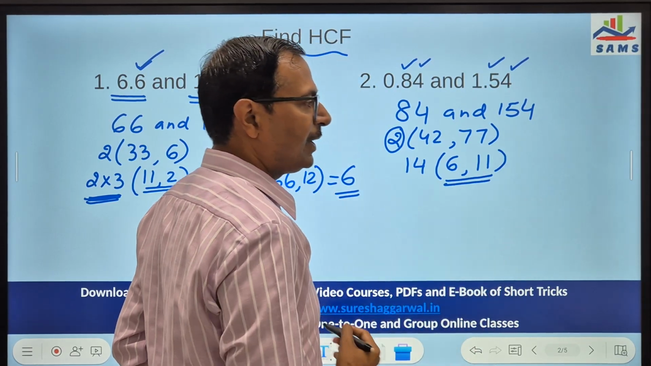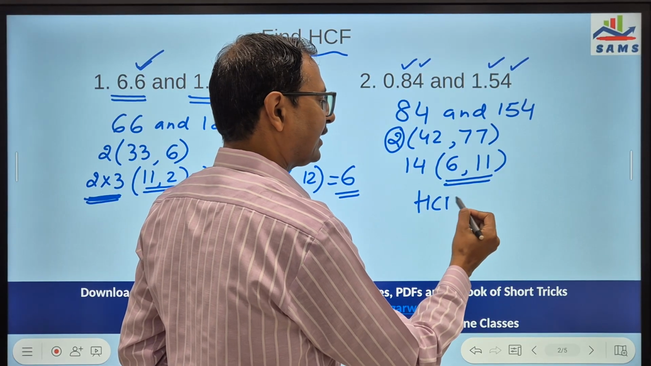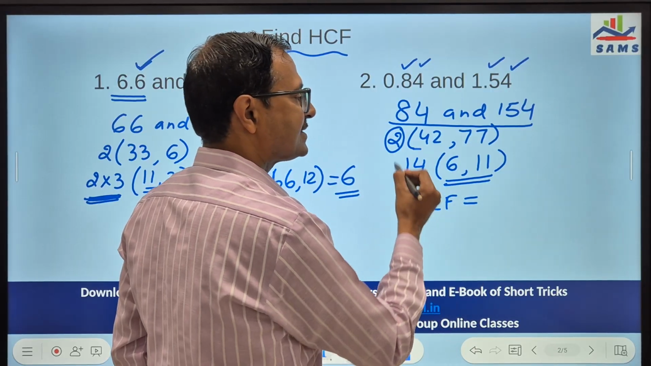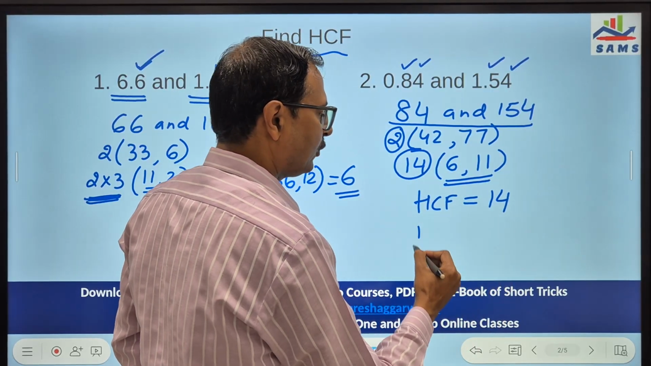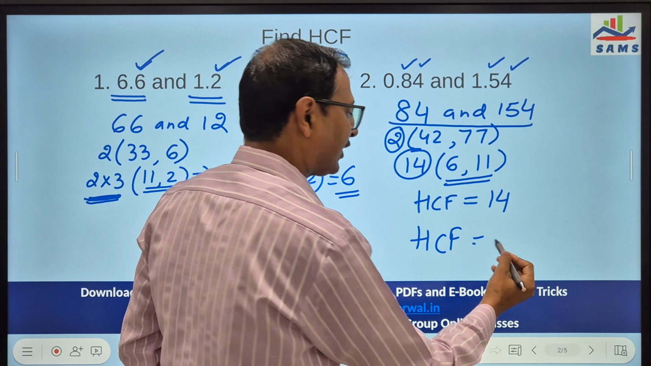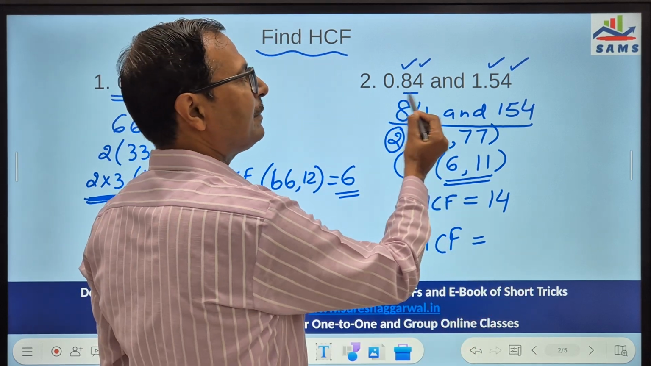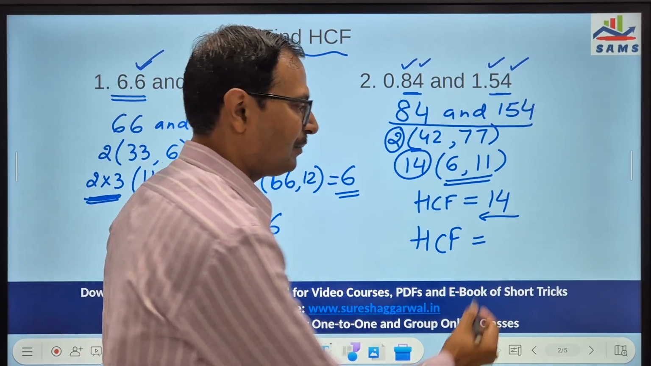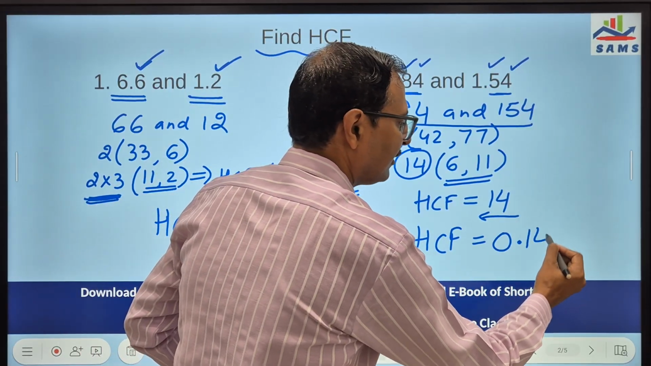These are co-prime, and therefore the highest common factor of the numbers 84 and 154 is 14. Therefore, what will be the highest common factor of your answer? 2 decimal places, 2 decimal places. So 2 decimal places in the answer also becomes 0.14.